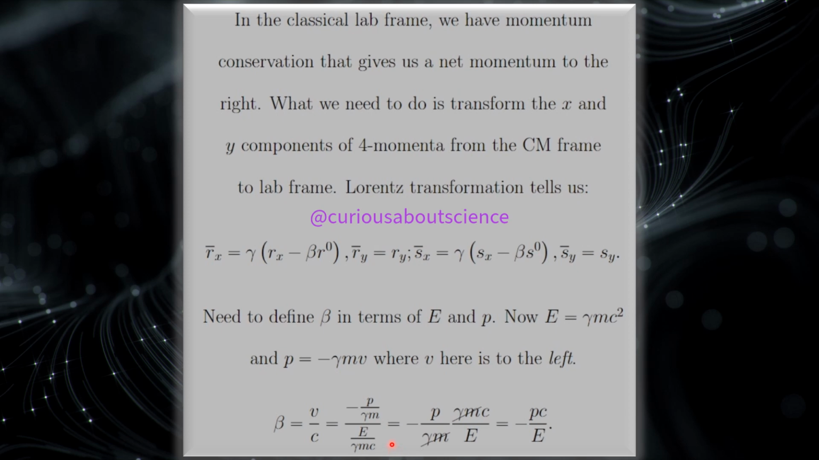We see that we're divided by a fraction, multiplied by a reciprocal. The negatives cancel, the negative stays. The gamma m's cancel on both, and we get a negative PC over E. So that's our beta factor for this context. We're good there.